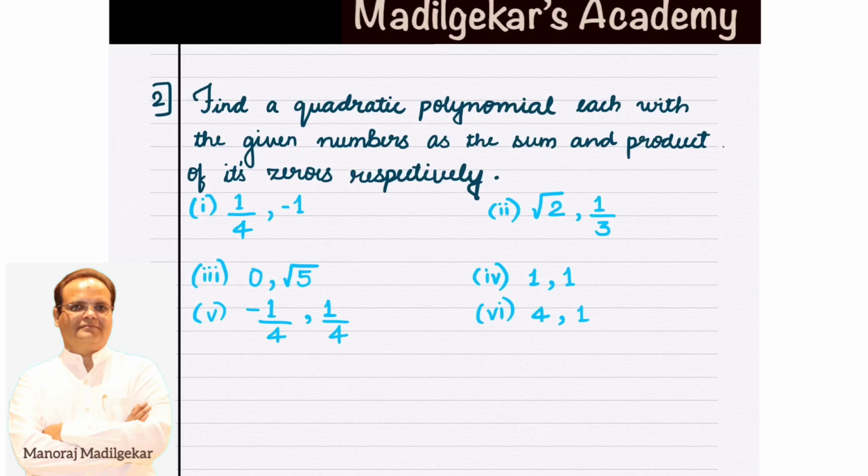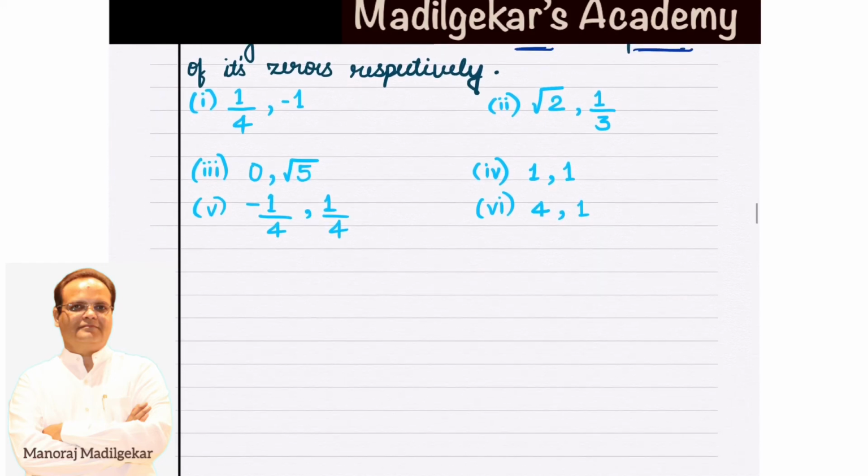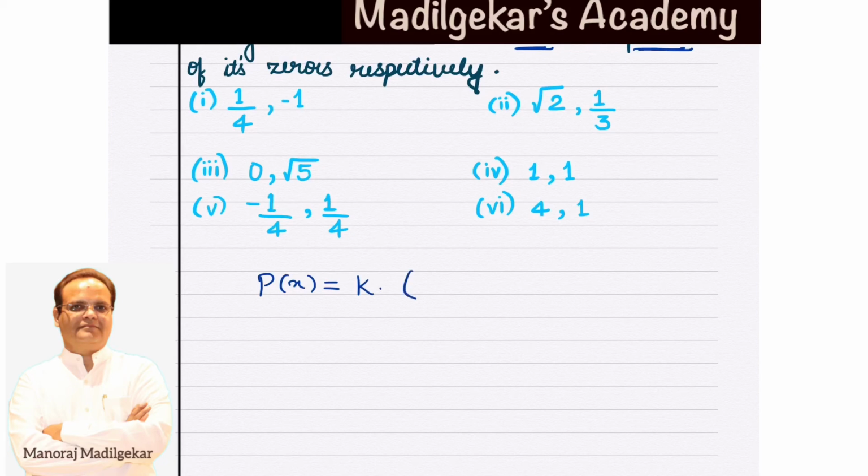Now question number 2. Find a quadratic polynomial each with the given numbers as the sum and product of its zeros respectively. See, whenever we want to find a polynomial P of x from the sum and product of zeros, apply this formula. P of x is k into x square minus sum of zeros into x plus product of zeros.